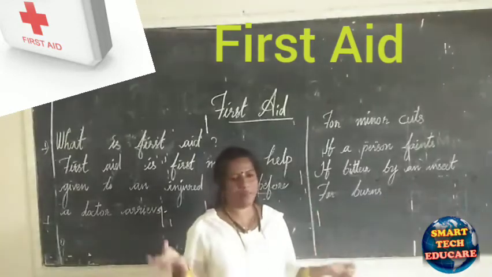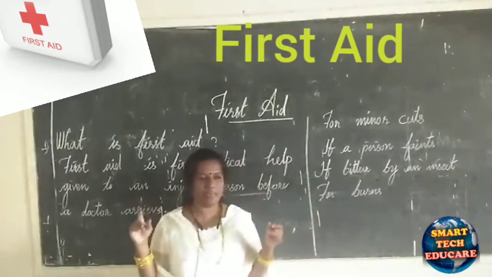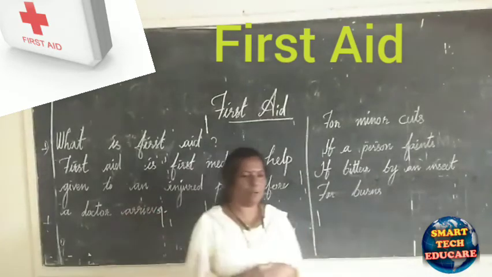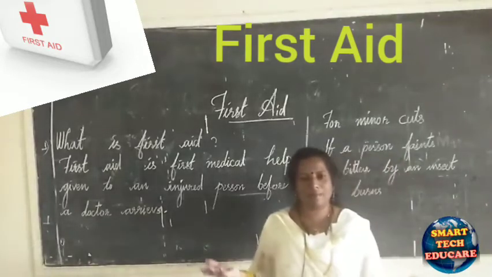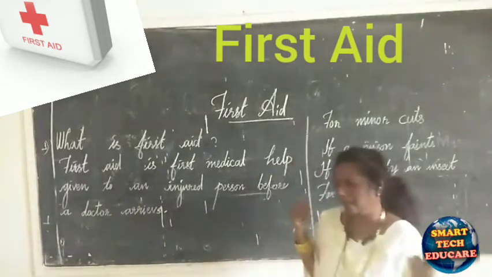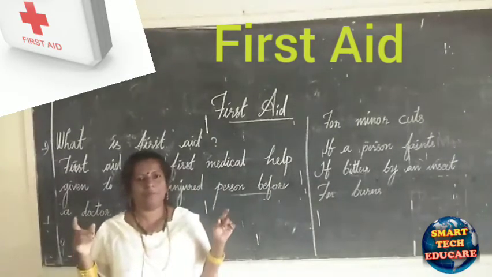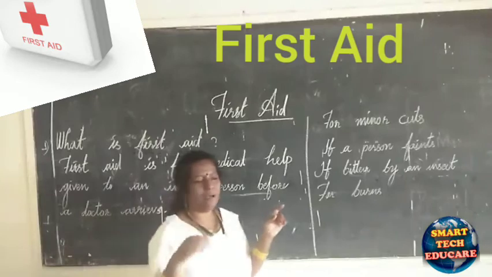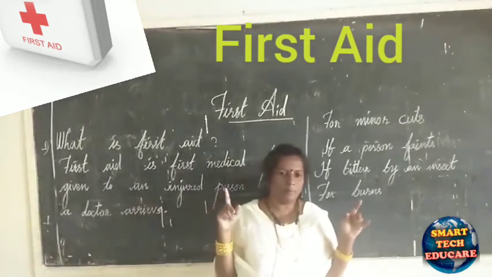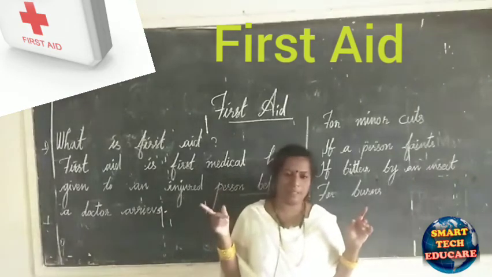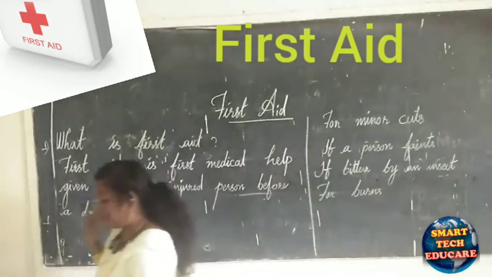Suppose you are riding a bicycle or doing something. If we are taking proper care, maybe you would lose 10 minutes of time. If you get an accident, maybe one month together you have to spend for it, or maybe your life will be spoiled. So we have to be very careful. Prevention is better than cure. So prevent yourself.